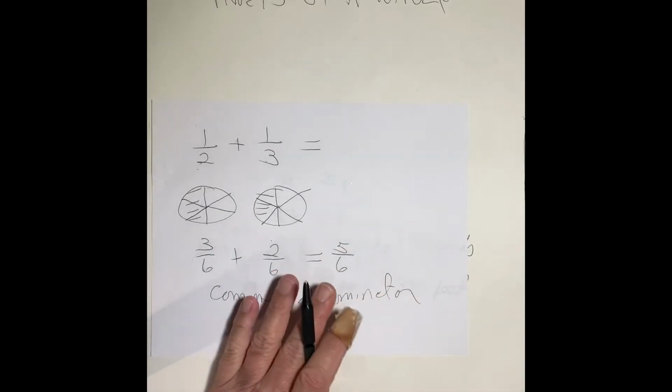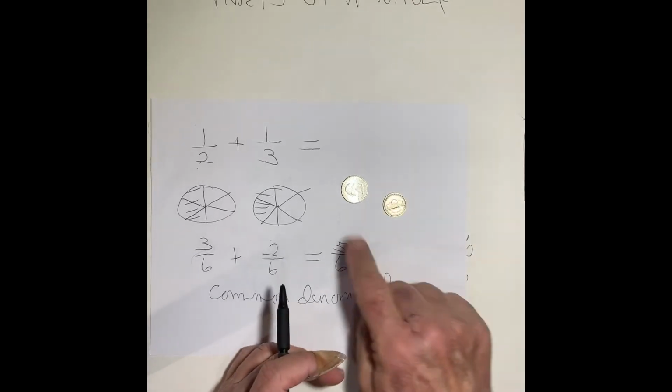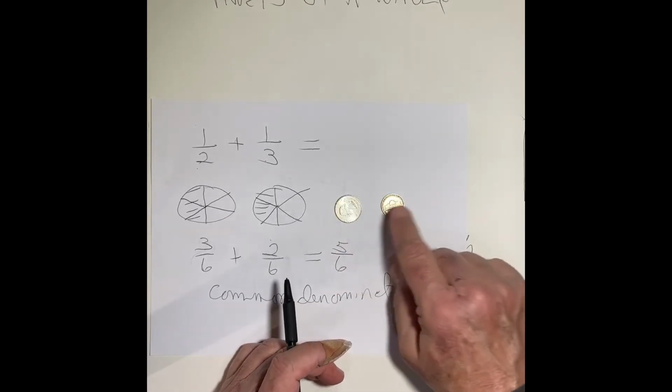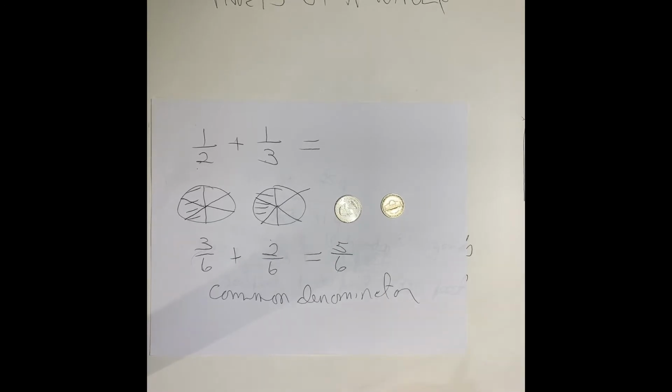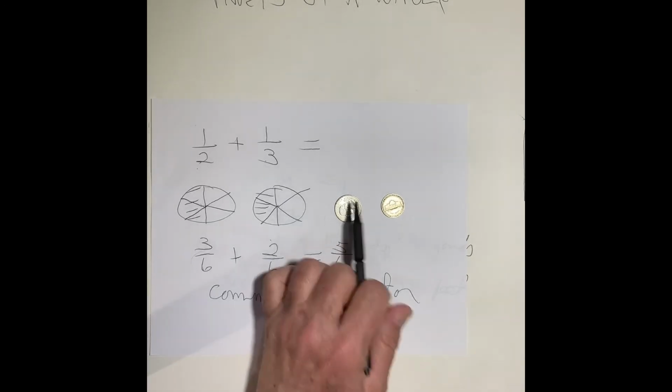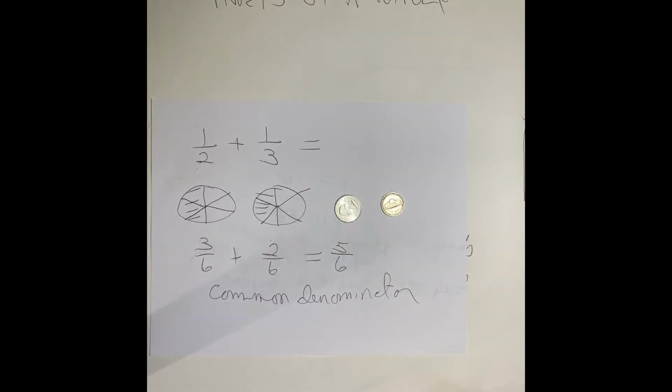For example, in my coin trick here, if I have a quarter and a nickel, I could change them each to pennies, 25 pennies and 5 pennies. But I could also say, well, this is 5 nickels. 5 nickels and one more nickel is 6 nickels.